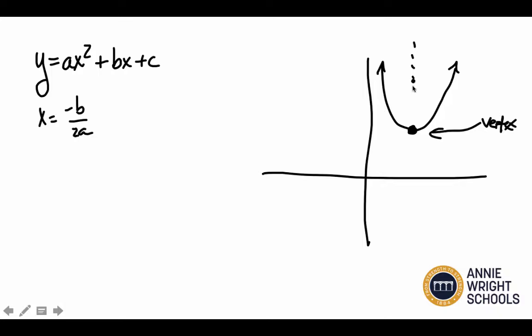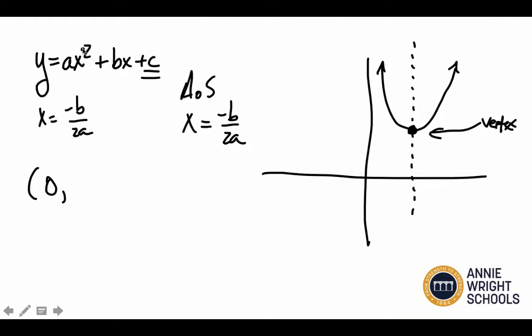You can then draw a vertical line called the axis of symmetry. Remember earlier in the year, vertical lines are of the form x equals. So x equals negative b over 2a, whatever that number is, is also the axis of symmetry. C is the y-intercept. We know the y-intercept because if you plug in 0 for x, you get 0 squared times a plus 0 times b, and then you're just left with c.